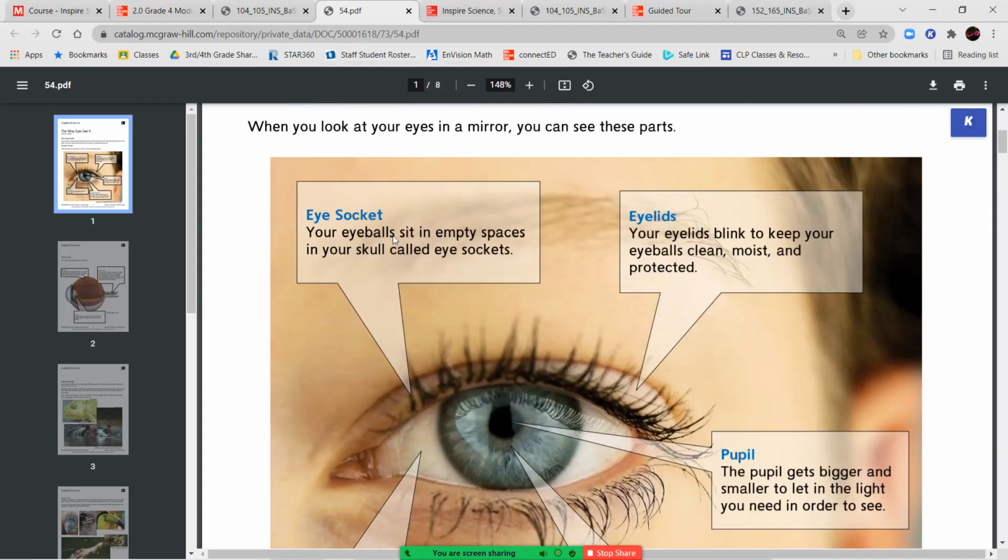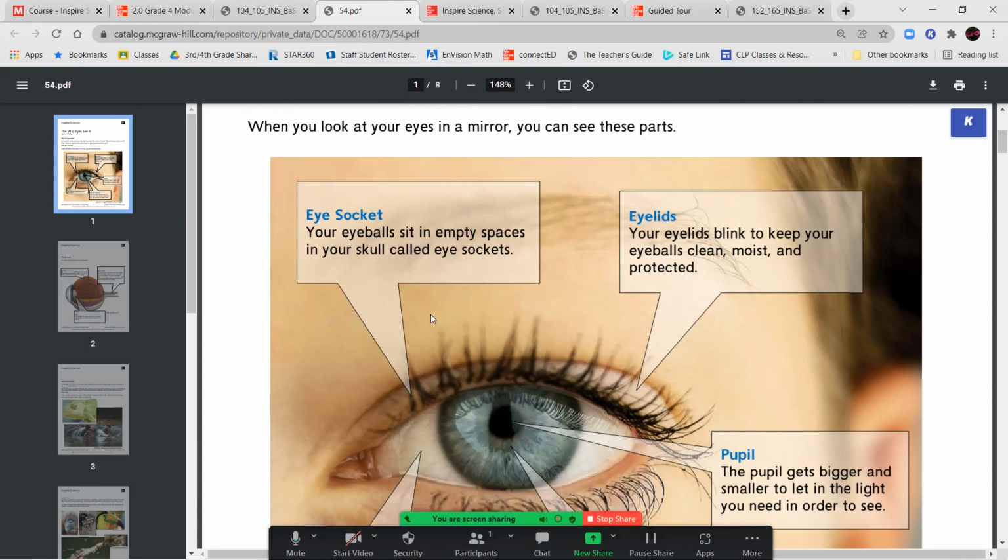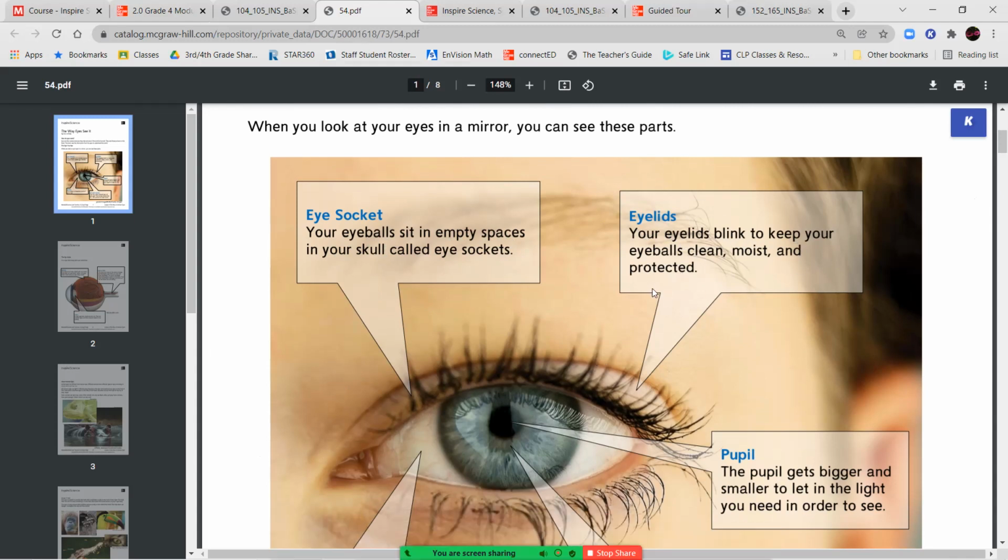You can see the eye socket. So your eyeball sits in an empty space in your skull called an eye socket. So the space where your eyeball goes is called the eye socket. Your eyelids. Eyelids blink to keep your eyeballs clean, moist, and protected.